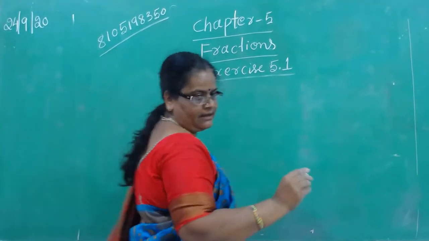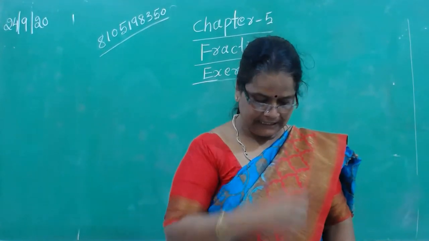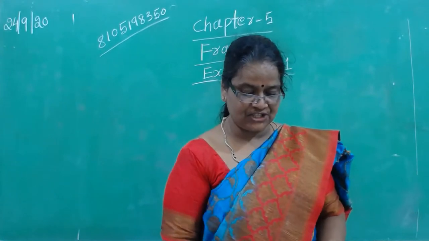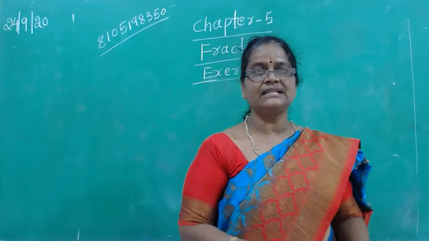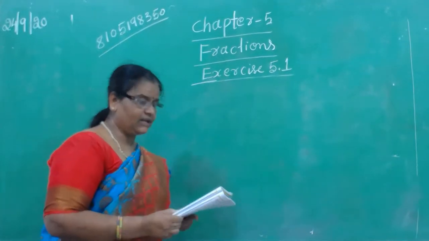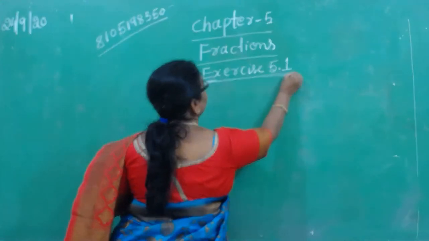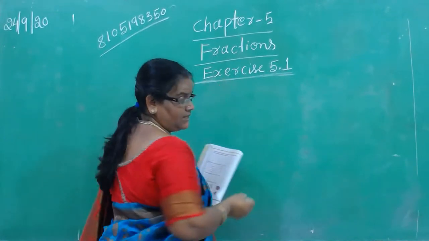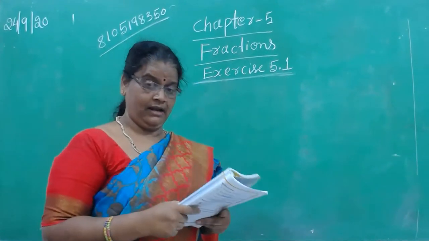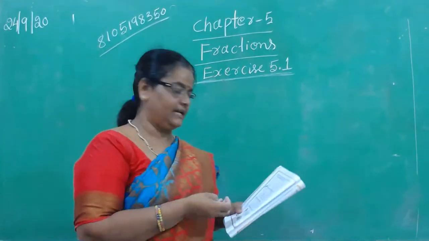Children, we have already posted the test portion. In the test portion, there is addition and subtraction. In subtraction, 3.2 is not there, only up to 3.1. The upcoming test is on Sunday, so prepare for the test also. If you have any doubts in the first addition and subtraction test portion, call us. We will help you. I will take those doubts also. I will teach once again.